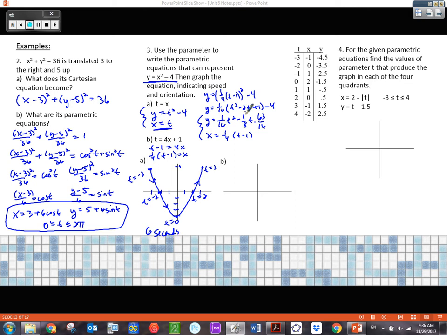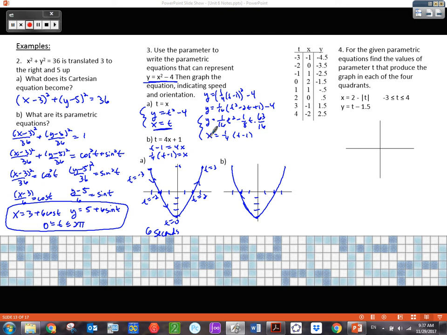So on the second one, we've parametrized it. Now we need to graph it. I'm going to use the exact same points, the exact same graph, no differences, because the graph itself is the same. I just don't know which way it's going, and I don't know what the time lapse is.